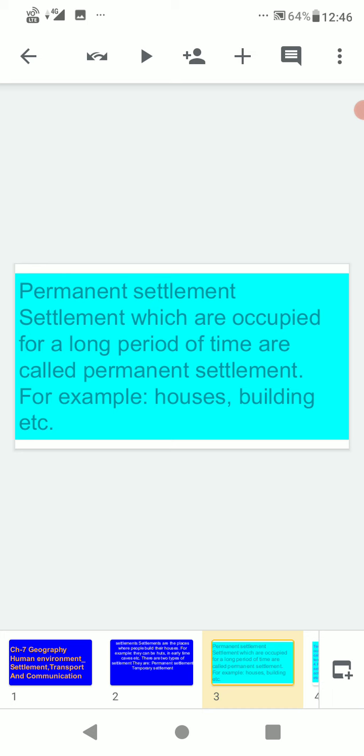Transhumance means it is a seasonal movement of people who rear animals, who look after animals, and move in search of new pastures, grasslands, according to the change in seasons. Then at page number 48 there are pictures of compact settlements, scattered settlements, then houses on stilts also.